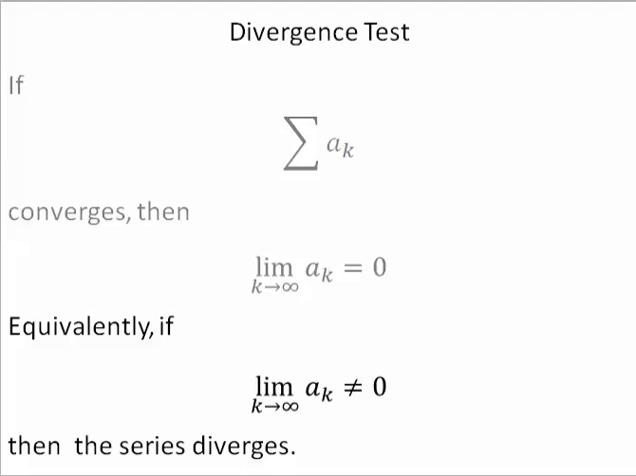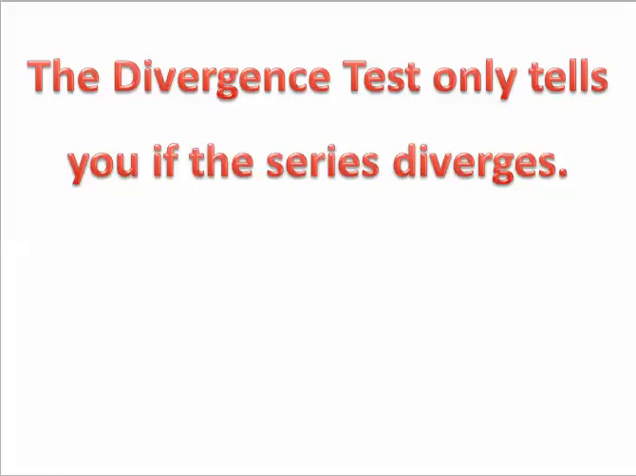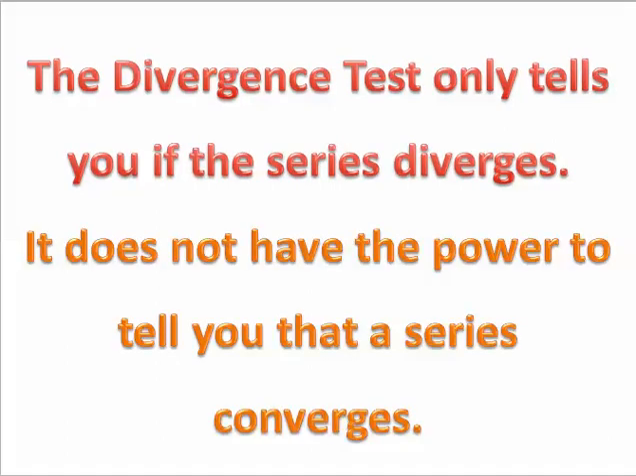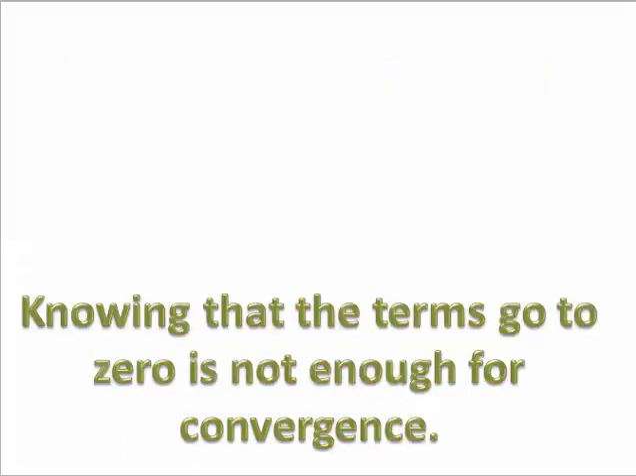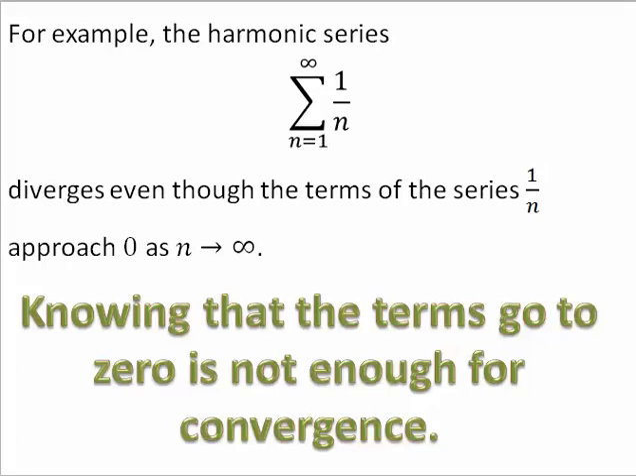One thing I want you to pay attention to is that the divergence test only tells you if the series diverges. It does not have the power to tell you that a series converges. So knowing that the terms go to zero is not enough for convergence. If the terms go to zero, all you know is that the divergence test is inconclusive. The series may converge, but it may not. You just don't know. For example, the harmonic series diverges even though the terms of the series approach zero.